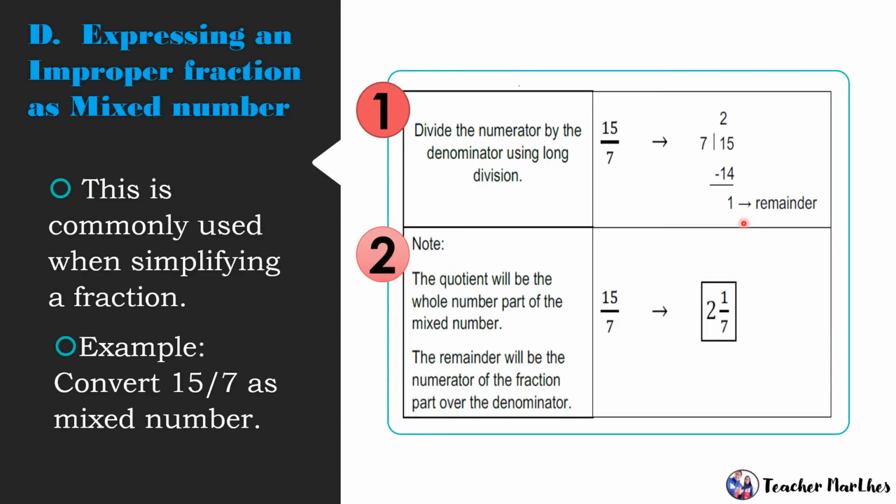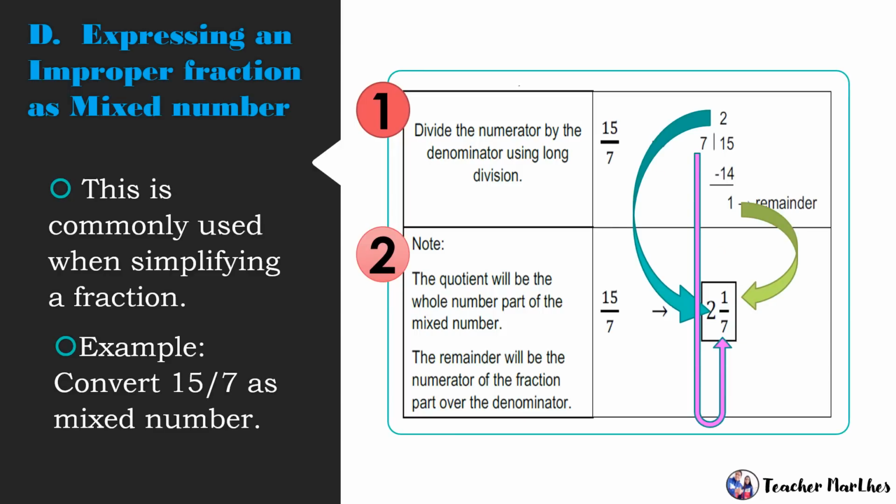Second step is the quotient will be the whole number part of the mixed number. Then the remainder will be the numerator of the fraction part over the denominator. So the quotient will be the whole number. So we have 2. Then the remainder will be the numerator. So meron tayong 1. And yung 7 na denominator, nandito din sa baba ng na-convert nating mixed number.